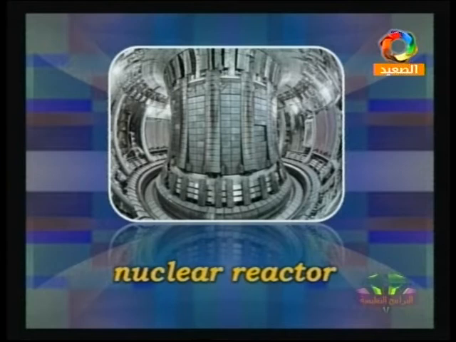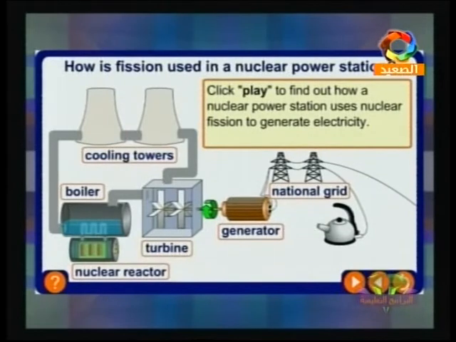So this is the core of the nuclear reactor. This is a part of the nuclear reactor that contains uranium. What is meant by uranium atom or uranium element? It is a type of metal, a type of radioactive element, used to make the reactor. Here we have a part of the nuclear power station. It is useful, as we see.